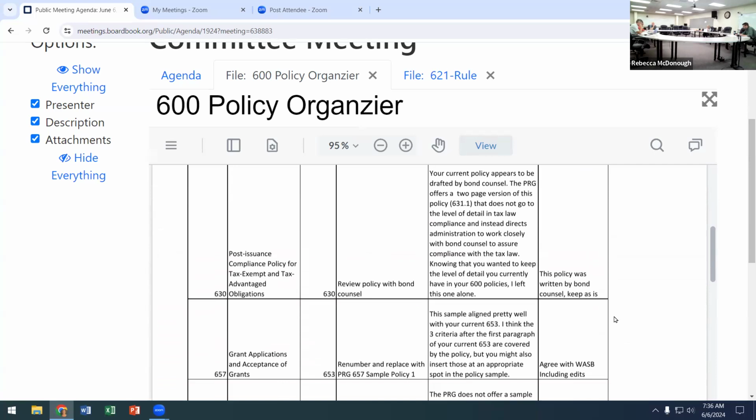630 post issuance compliance policy for tax exempt and tax advantaged obligations. This is one that was written by legal counsel. We have reviewed it, and we're recommending keeping the current policy versus adopting one from the PRG. So this is one that Steve has worked with our legal counsel over time to develop. A lot of legalese.